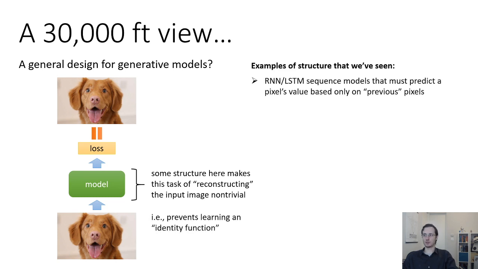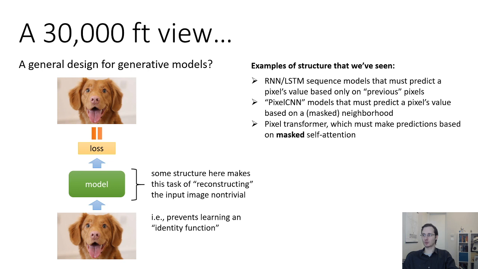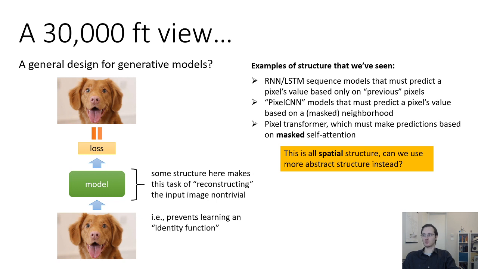Examples of structure that we've seen: RNN or LSTM sequence models that have to predict a pixel's value based only on previous pixels, pixel CNN models that must predict a pixel's value based on a masked neighborhood, pixel transformer, which makes predictions based on masked self-attention. Now, all of these models have spatial structure, right? The additional structure is spatial in nature. It has to do with the arrangement of the pixels in the image or the arrangement of the words in the sentence. But can we use more abstract structure? Once we recognize that all these models basically read in X and then output that same X and then have some structure in the middle, can we change that structure in the middle to something more abstract?